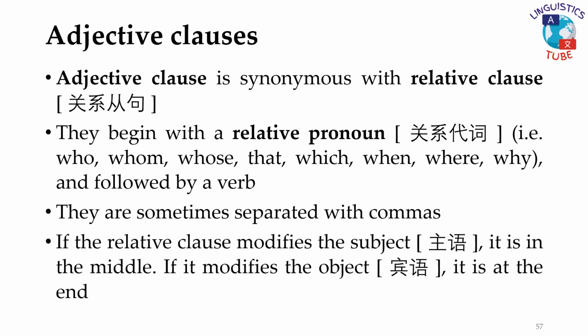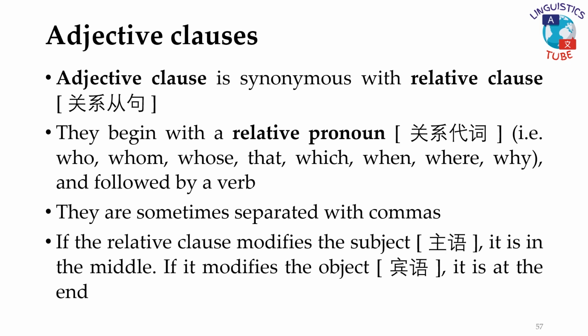Adjective clause is another name for relative clause. Relative clauses modify a noun and always begin with a relative pronoun. These are who, whom, whose, that, which, when, where, and why. After the relative pronoun, there is always a verb. It makes sense that relative clauses modify nouns because this is also the function of adjectives.